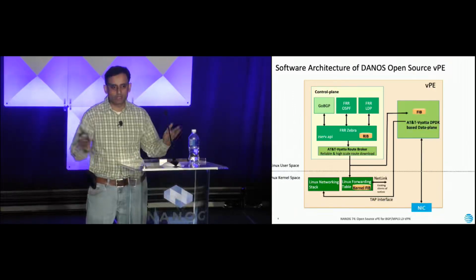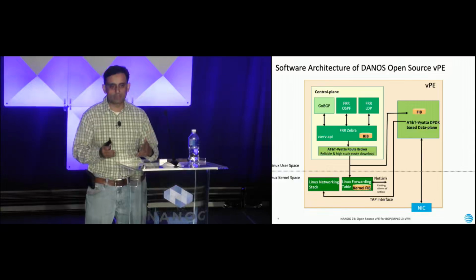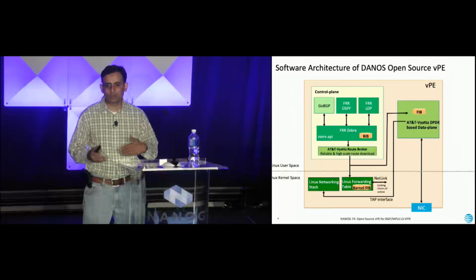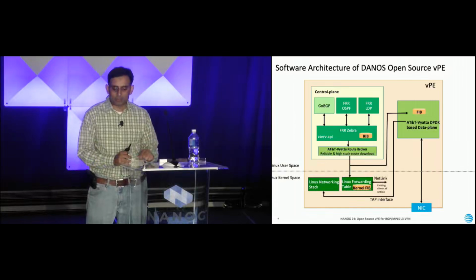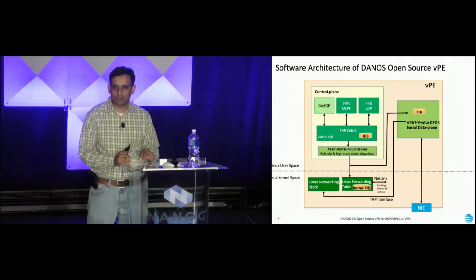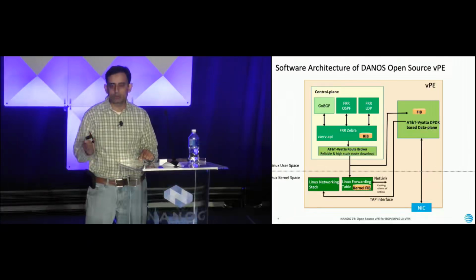All these processes learn routes from their neighbors, they select their best routes, and then they install these routes down into FRR Zebra, which runs as another process. FRR Zebra in this particular case communicates with AT&T via a route broker, which is a scalable and reliable platform for RIB management. And the route broker in turn programs the FIB for the Viata's data plane.